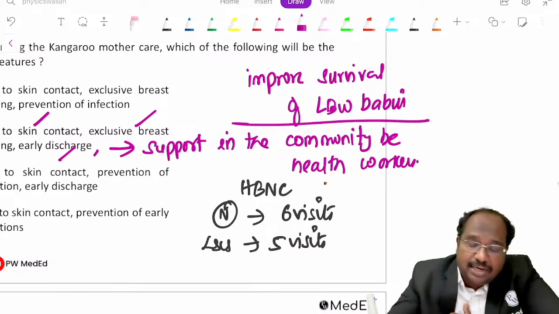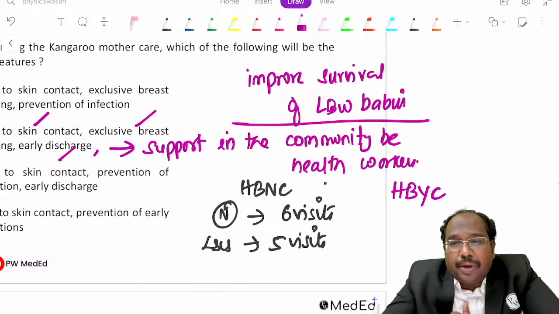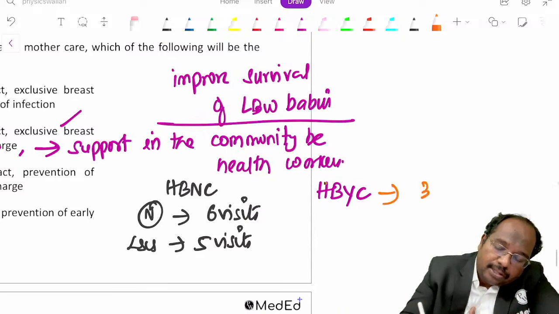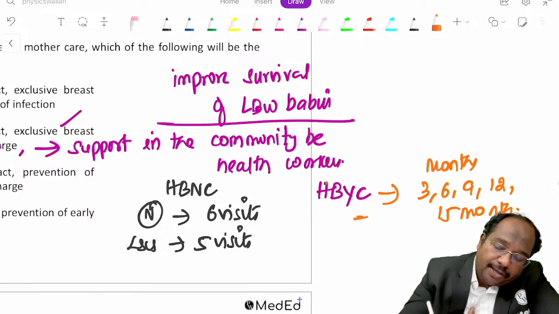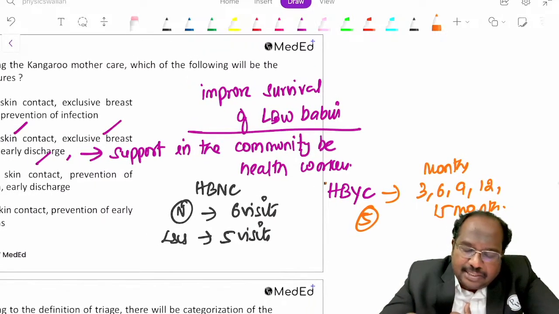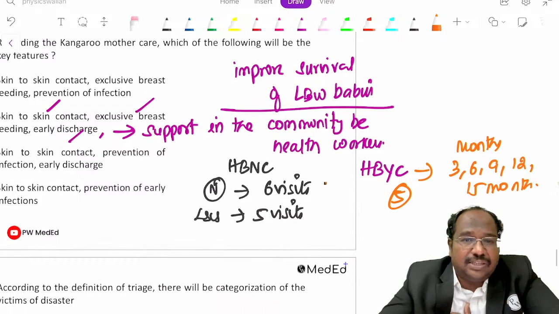Home based care of young children is also there. ASHA is going there in these months: 3, 6, 9, 12 and 15 months she has to visit. So 5 visits she has to make for home based care for young children. Home based newborn care, normally it is 6 visits.